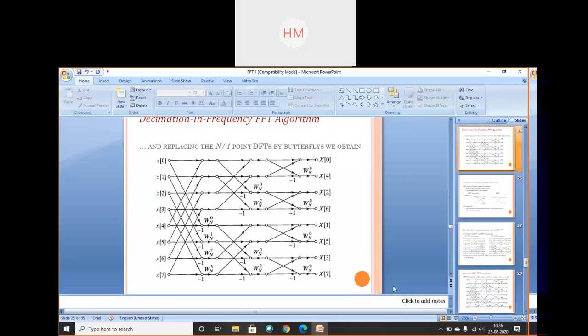So now this is replacing all the N by 4 point DFTs. FFT is drawn by decimating DFTs. So we had 3 stages, first N by 4, then N by 2. And we have replaced all the N by 2 point DFTs by butterfly diagrams. So this is my overall butterfly diagram for DIF FFT.